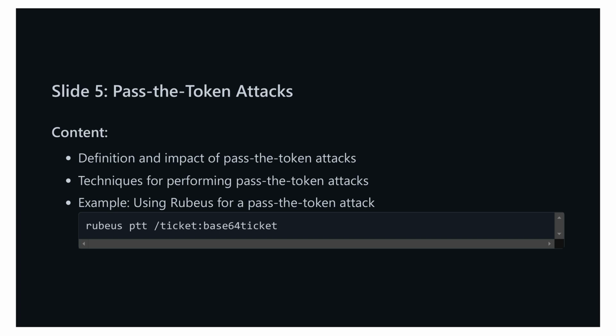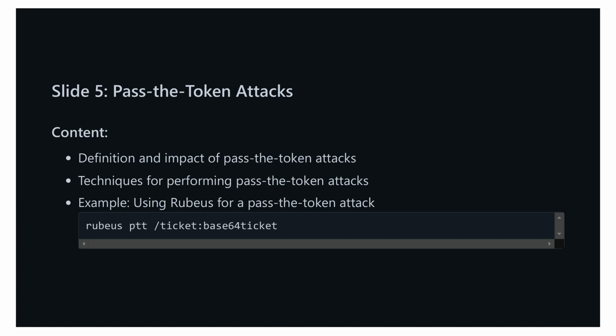As an example, let's consider how Rubeus is employed in a pass-the-token scenario. The command: Rubeus ptt /ticket:base64ticket. Here, the attacker inputs a base64 encoded Kerberos ticket they have intercepted or forged. The ptt command in Rubeus effectively passes this ticket, allowing the attacker to impersonate the user linked to that token and gain access to resources under that user's permissions without needing their password.